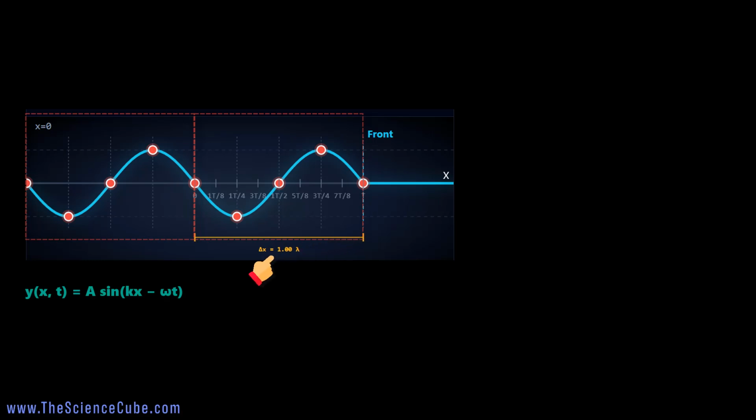In simpler terms, the wavelength is the distance from one peak or crest to the next, or from one valley or trough to the next. So this is a wavelength, and this too is a wavelength.